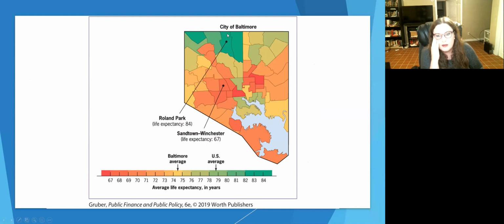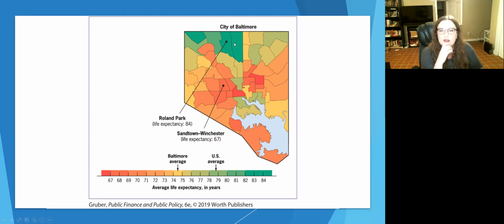Here's the neighborhood of Roland Park. Roland Park has an average life expectancy of 84. If you live in this neighborhood, you're expected to live to about 84. You also have on average about $250,000 a year. You have extremely good access to grocery stores. You have extremely good access to doctors and gyms and resources and daycares.